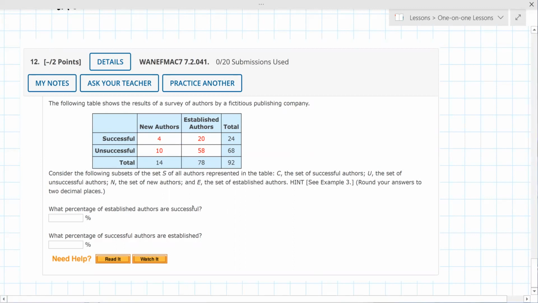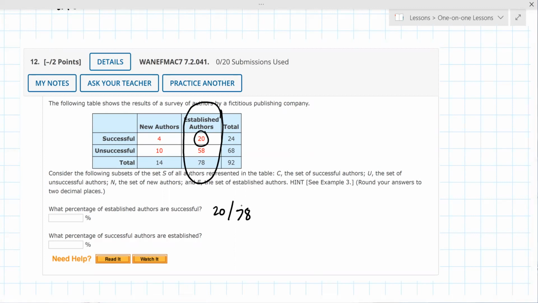So what percentage of established authors are successful? So here's the established authors. How many are successful? Well, it's 20 out of 78. 26%. Yeah, so let's say 26%. 2 decimal places though, sorry. Oh, so then it's 25.64. We're doing 20 out of 78. Yeah, 25.64.